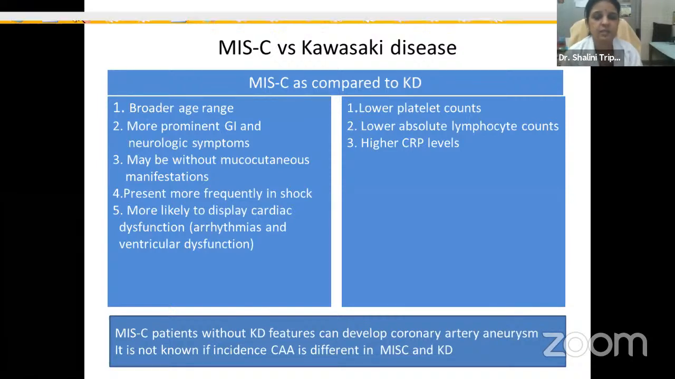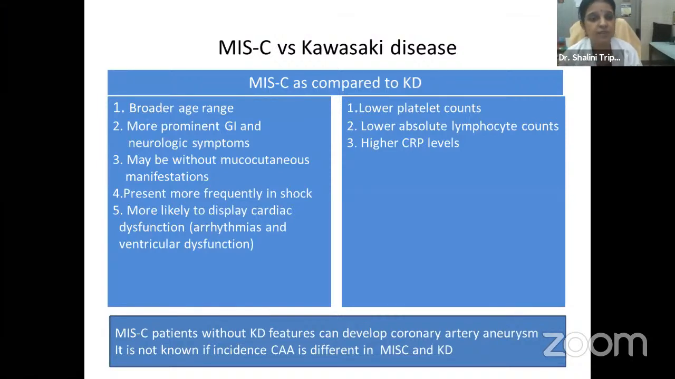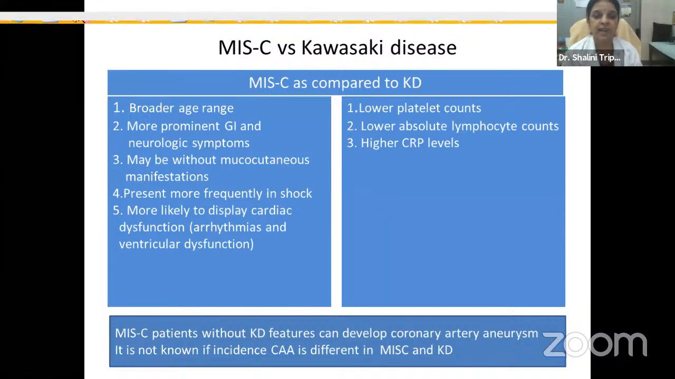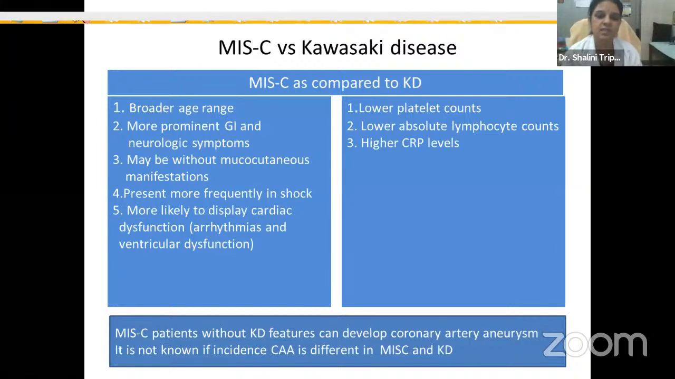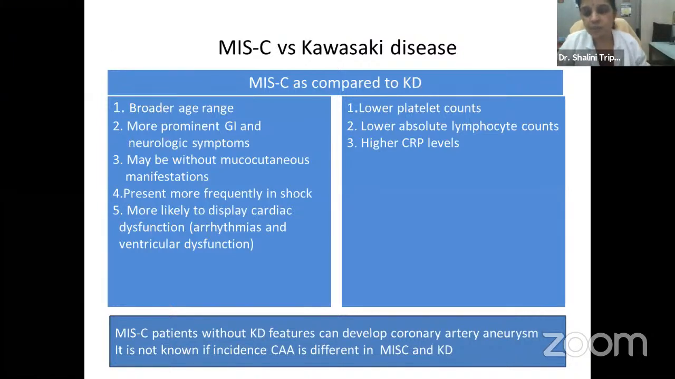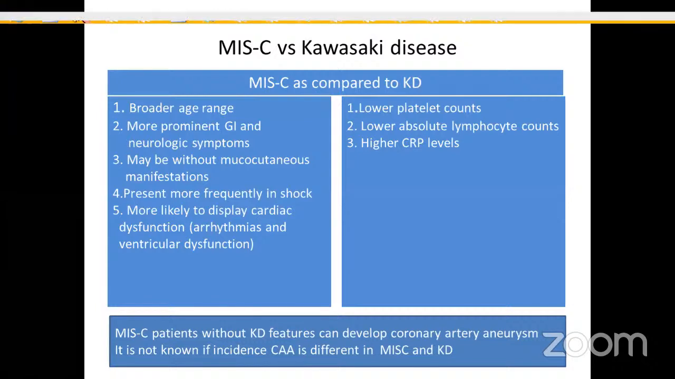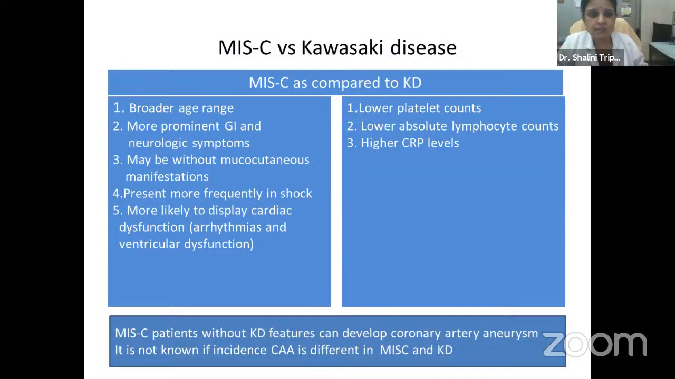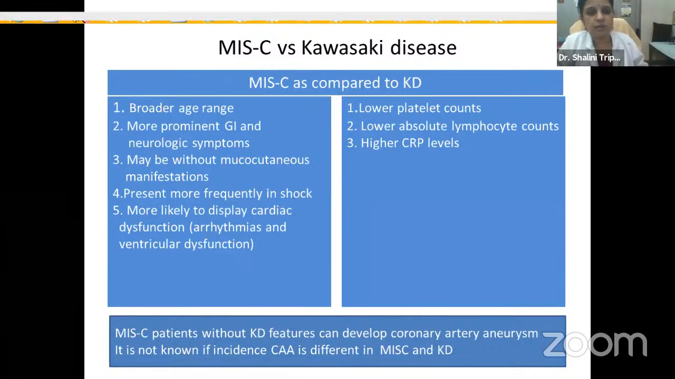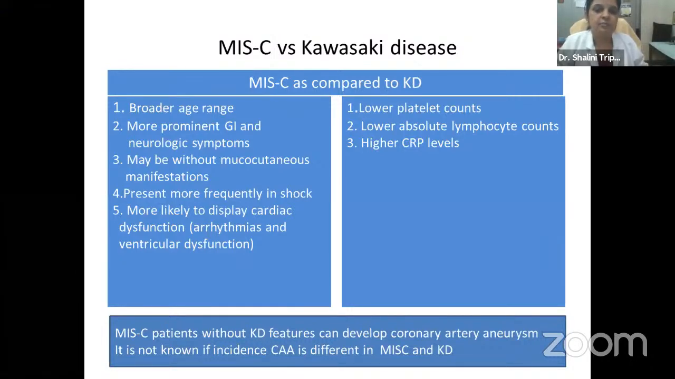Sometimes MIS-C will happen without mucocutaneous manifestation, but for Kawasaki, the diagnostic criteria include all the mucocutaneous manifestations, so they will be there in almost all the patients. MIS-C patients will be more sick and will present as shock. Kawasaki may not be like that. And cardiac dysfunction in the form of arrhythmia and ventricular dysfunction will be more in MIS-C.